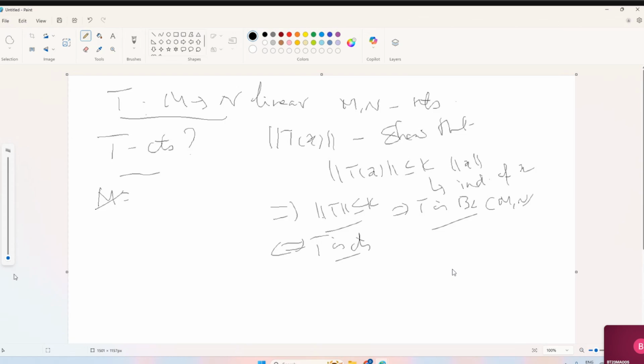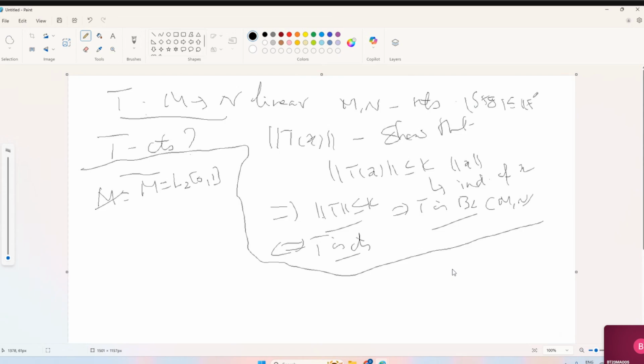Shall we take an example? Would you like to look at an example? Yes, sir. Let us take an example. Let us take M to be L2 of 0 to 1. You understand this, no? This is the set of all functions which are square integrable. What is that, you know? The integral of the modulus of fg is bounded by norm f p times norm g q, where 1 over p plus 1 over q equals 1. Is it clear? This we know.